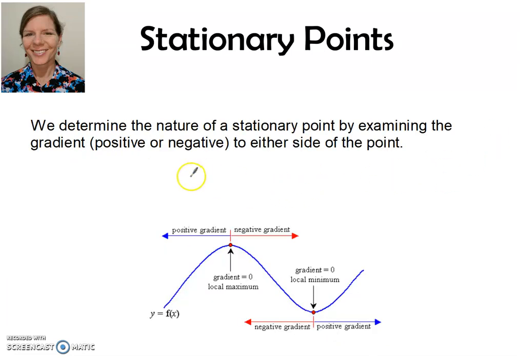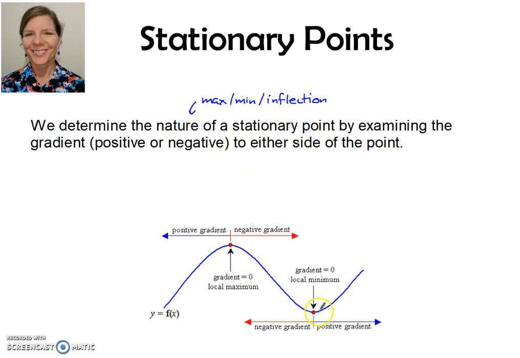Okay, so the nature of the stationary point, what we mean by that is, is it a maximum, or is it a minimum, or is it an inflection? Okay, so if you're asked for the nature of a stationary point, that's what we're getting you to find out. And you determine that by examining the gradient on either side. So, like I just mentioned on the previous screen, if you look at whether it's positive or negative, the value doesn't matter. We don't care how positive or how negative it is, just whether it's positive or negative. And we look at that to either side of the point.